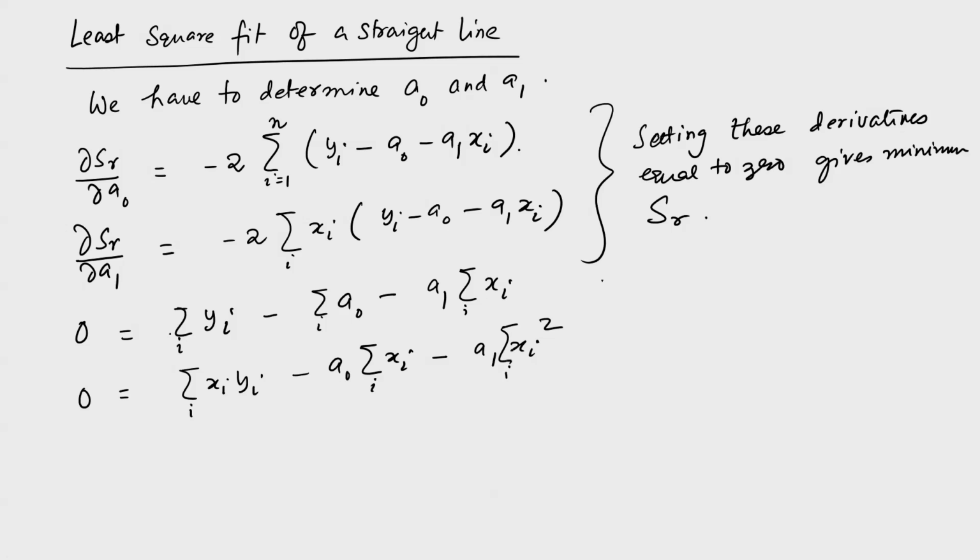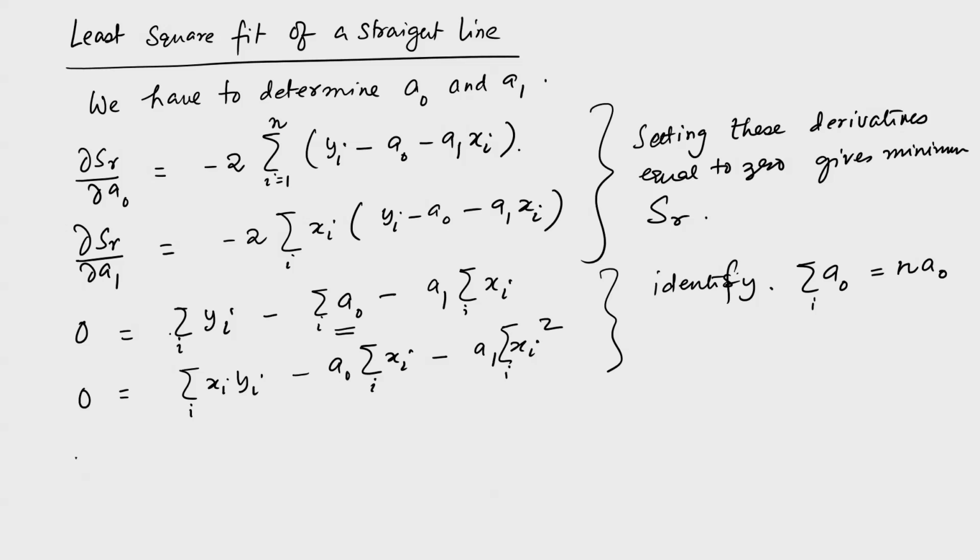Now, identify that this quantity, that is the sum over i of A0, is nothing but n A0, where n is the total number of data points.